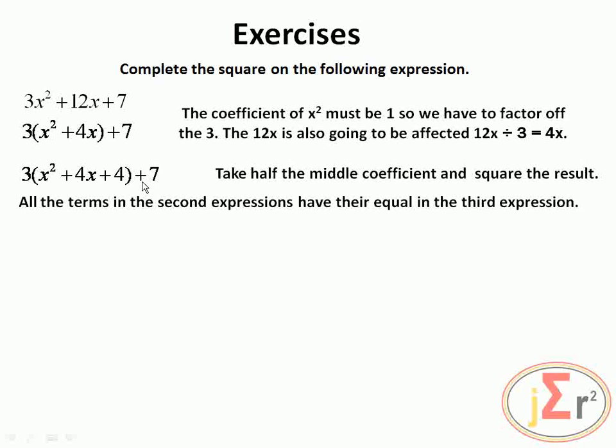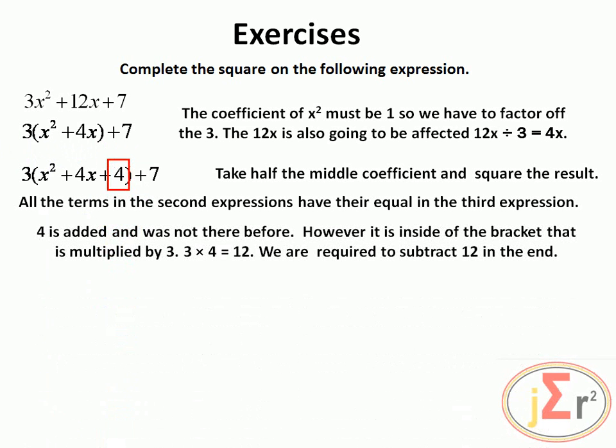All the terms in the second expression have their equal in the third expression as usual. What do we have there that was not there before? This 4 right there. So 4 is added and was not there before. So we need to take away the 4. So we naturally will put negative 4. However, it is inside of the bracket that is multiplied by 3. So the overall effect of having a 4 right there inside of the bracket is 12. So we are required to subtract 12 in the end then. So let us do that.